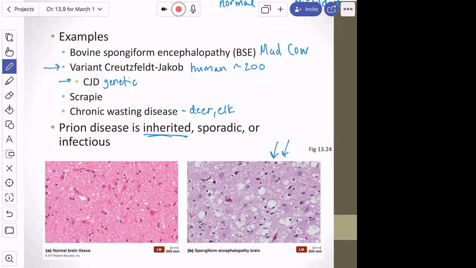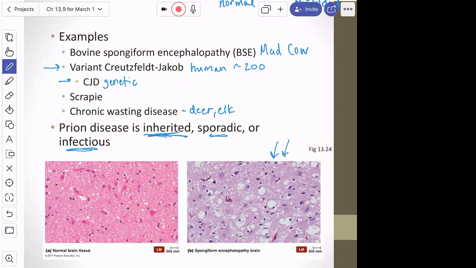So prion disease can be just inherited, again, very rare, or sporadic. So there's not a mutation in the gene, there's just a rare misfolding of the prion, that PrP protein, or infectious. So you get it by ingesting some animal that's been infected, or we think deer, elk, and moose can give chronic wasting disease to each other just by sharing bodily fluids or just really close contact with each other. We're not totally sure about that.